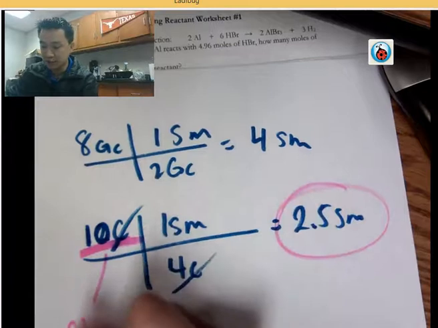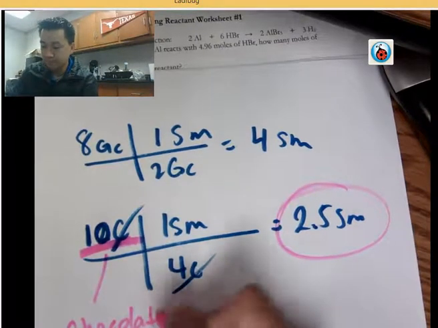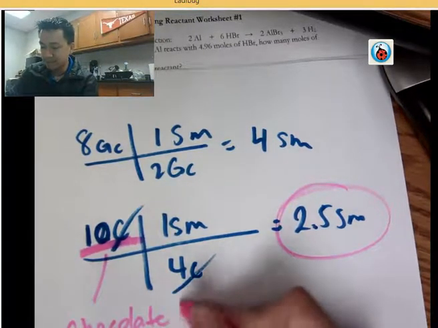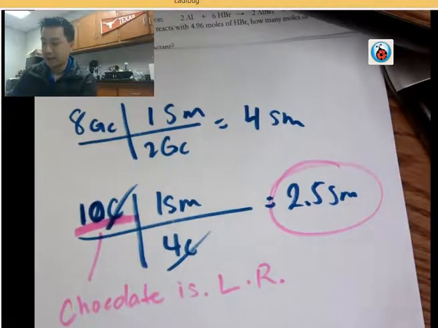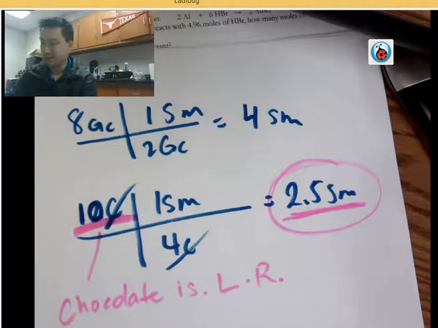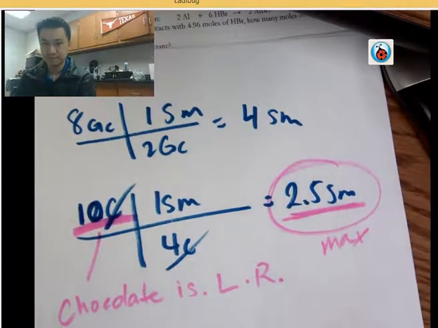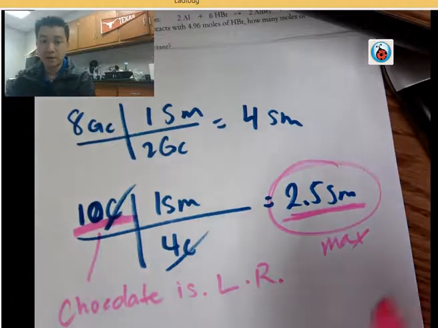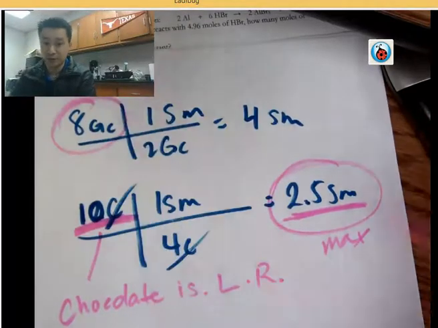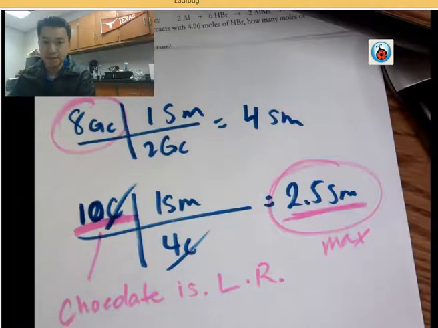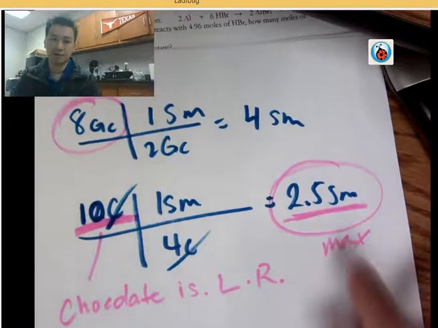So chocolate is the limiting reagent or reactant. And we can only make 2.5 s'mores; this is the maximum that can be produced. Okay? That means we'll have extra of something. What are we going to have extras of? We're going to have extra graham crackers, right? Because we didn't use all 8 graham crackers, so we'll have extra graham crackers.